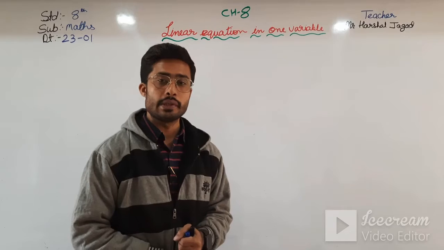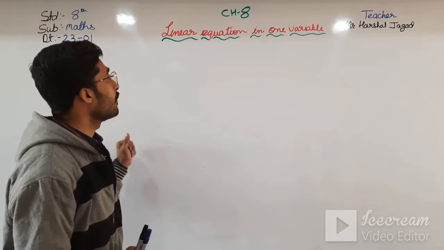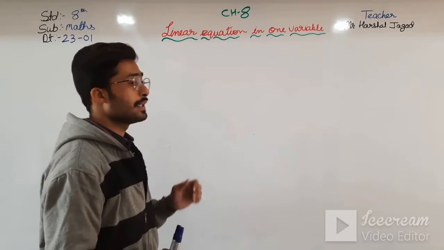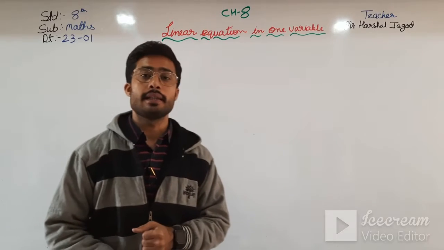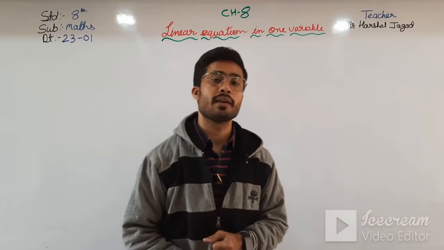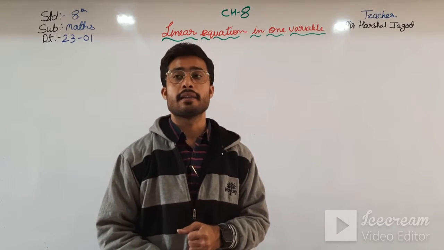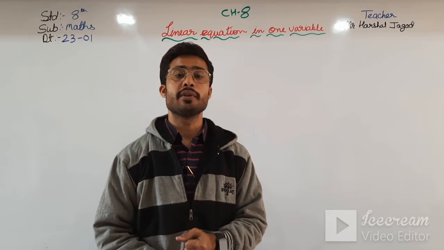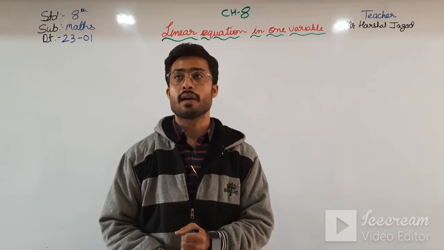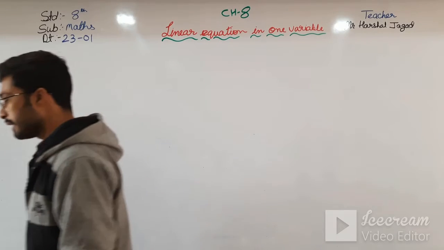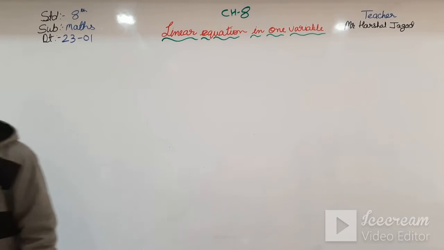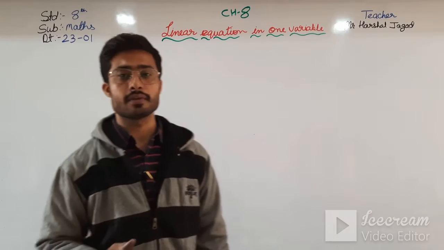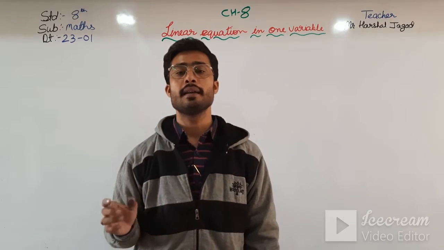So in the previous videos, we have been going through chapter number 8, that is linear equations in one variable. In that we have done up to example number 17, and the exercise 8B question number 1 I have given you as homework. But let us first do the further examples, and after that I will solve a few sums from questions 1, 2 and 3.